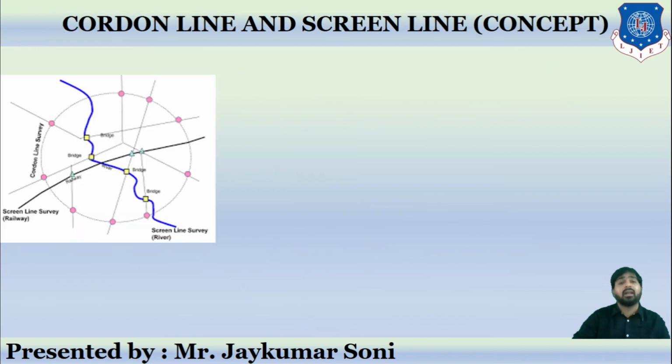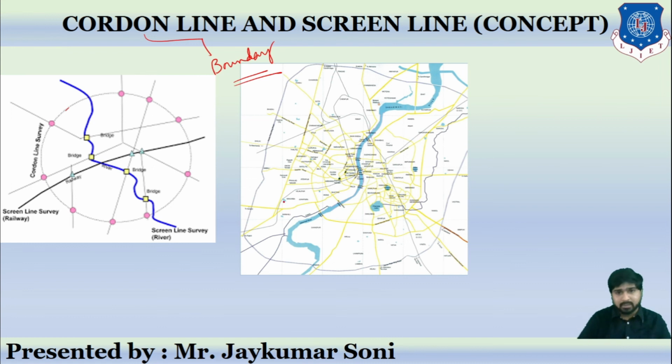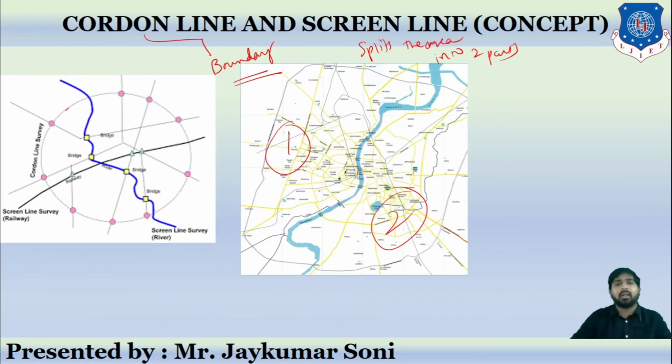Now I have mentioned cordon line and screen line. Cordon line means this boundary line, an imaginary line that represents the boundary of the area. So cordon line stands for the boundary. If you zoom in on the map of Ahmedabad, then Ahmedabad will look like this. See, this is the Sabarmati river. The Sabarmati river is dividing Ahmedabad into two parts, East Ahmedabad and West Ahmedabad. So you can consider this as the imaginary line that is splitting the area into two parts. The imaginary line that splits the area into two parts is called a screen line. See, it is like this. So this was about the cordon line and screen line.